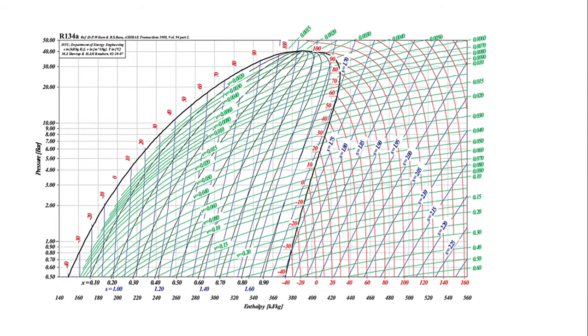Then the next lines are the constant volume lines. How are the constant volume lines shown? The green lines are the constant volume lines. You can see that the values of the constant volume lines go up to a maximum of 0.16, 0.50, 0.40, 0.30, 0.20, 0.15, 0.1 and so on. The minimum line shown here is 0.0020 meter cube per kg.